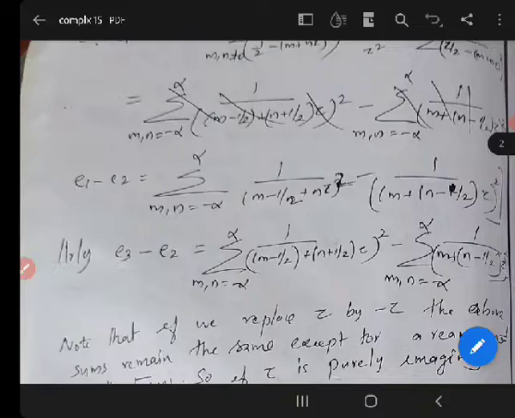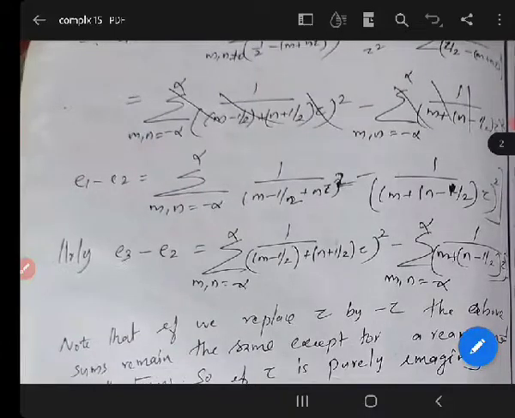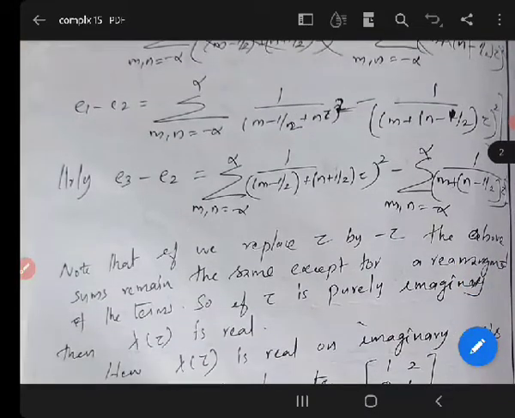Okay, in the same way we can calculate e3 minus e2. So you will get it as a summation over m, n tending to infinity of 1 by (m minus half plus (n plus half) tau) whole square minus summation 1 by (m plus (n minus half) tau) whole square, right? So if we replace tau by minus tau, the above sums remain the same, except for some rearrangement of the terms.